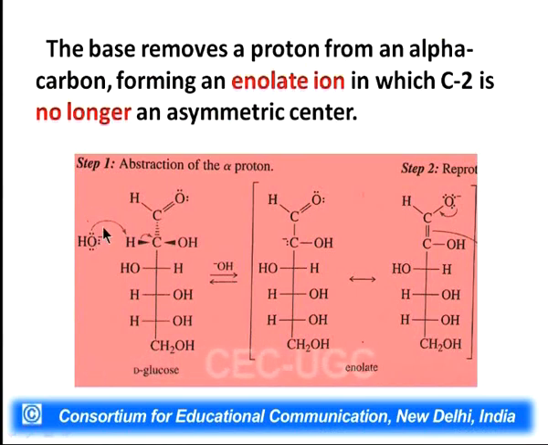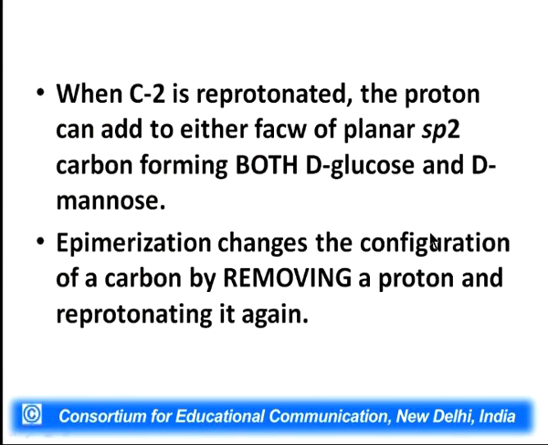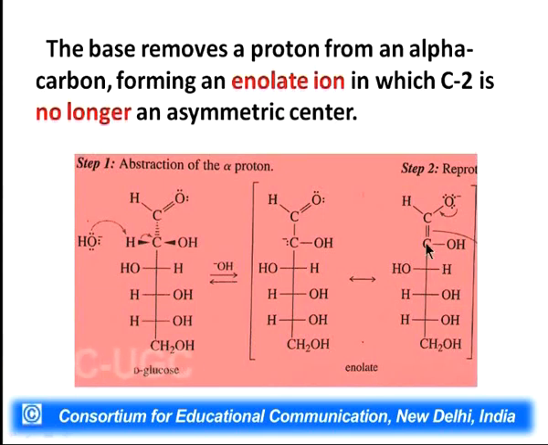So what happens here is that in alkaline medium, base removes a proton from the alpha carbon. When it removes a proton from the alpha carbon, this bond goes as a negative charge on this carbon, or if we talk of the resonating structure, this results in the formation of a double bond between these two carbons, and the negative charge goes on the oxygen, resulting in the formation of the enolate ion. So in the first step, we are getting the enolate ion, and what you have to remember is that now this carbon is no more asymmetric, that is, it is no more chiral. And since this carbon is sp2 hybridized, it will have a planar structure.